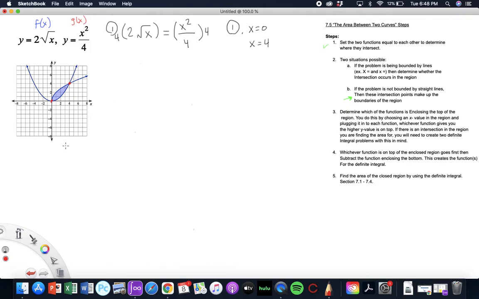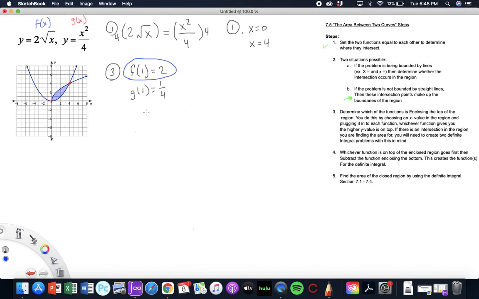All right, so I have to pick out a number to plug in. I have to figure out who's enclosing the top. And again, because we have the visual here, I could just see it visually. But for the purpose of what we're trying to show here, let's pick a number between 0 and 4. I'll pick 1 because that seems nice and easy. So if I plug 1 into this function, I get 2. If I plug 1 into the g of x function, I get 1/4. Okay, so that means the top function is this one because it produces a higher value of 2.